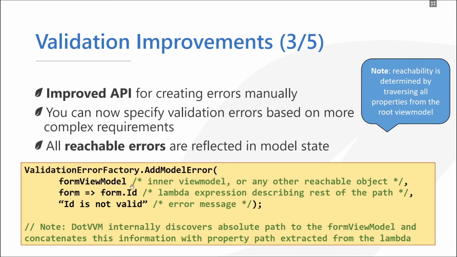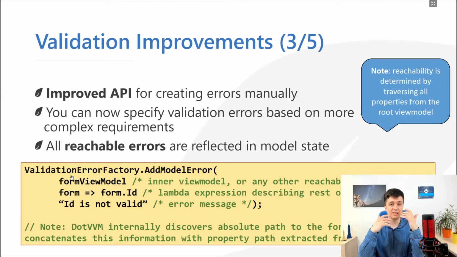You can set an object that should be automatically found by .vvm. So internally, .vvm will basically resolve the path from the root view model to the form view model. And if the object is reachable, then we know that the validation error should be attached to that object. And then we will just concatenate it with this path that you provided using the lambda function, and we get the whole absolute property path from root view model to the violating property. So this is just a single example, but there are many other overloads, simpler ones and also a bit more complex ones, so that you can express many errors with ease.